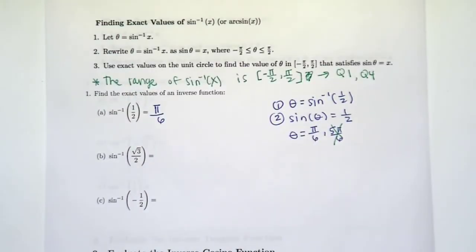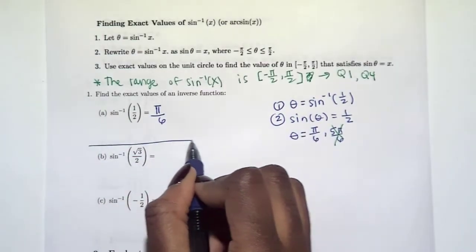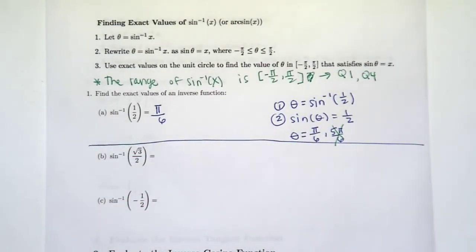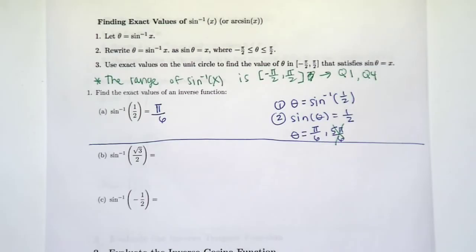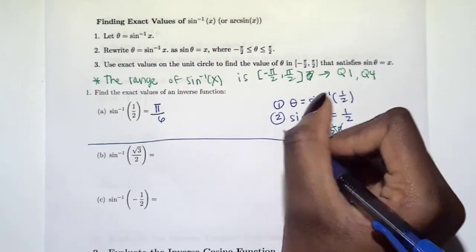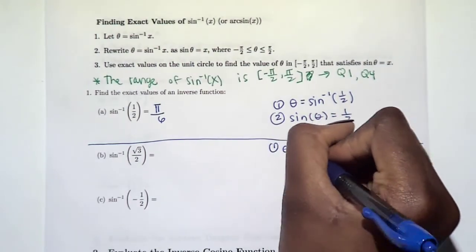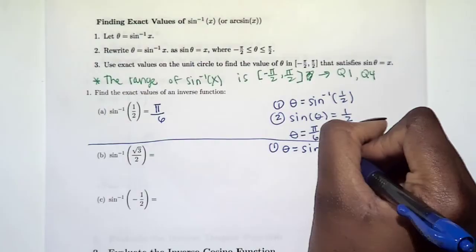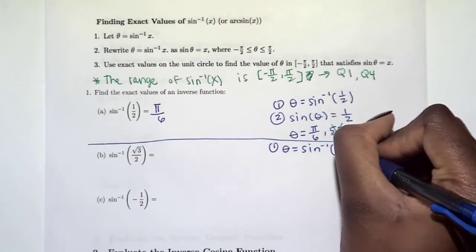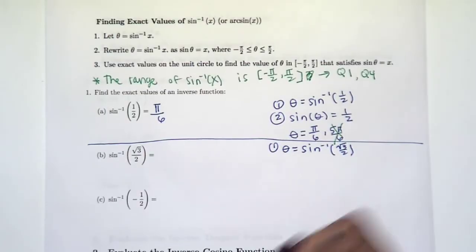Okay, let's do the same thing with question B. I'm actually going to make a line here so we don't get confused. All right, question B says sine inverse of root 3 over 2, and that's what we're trying to find. So remember, we are trying to find an angle, and that angle is given by sine inverse of root 3 over 2.